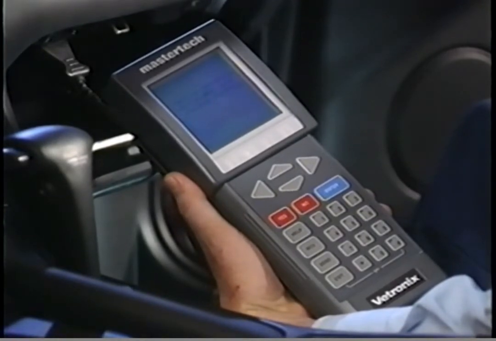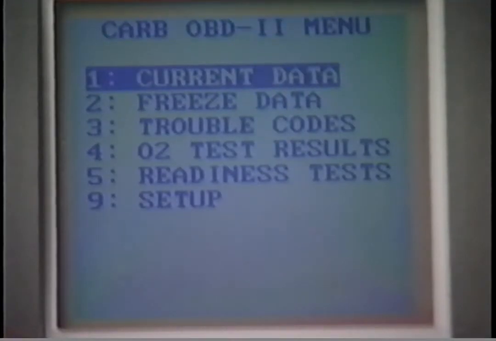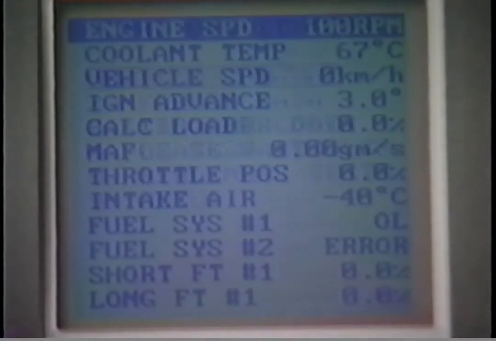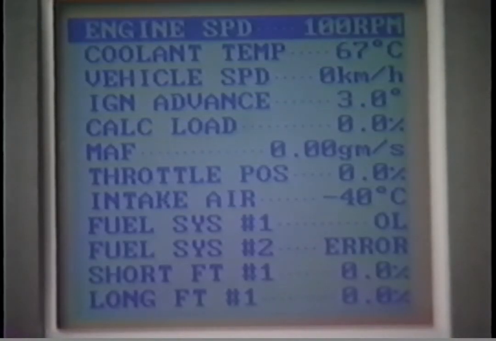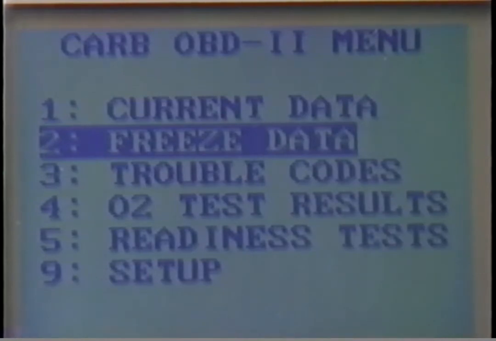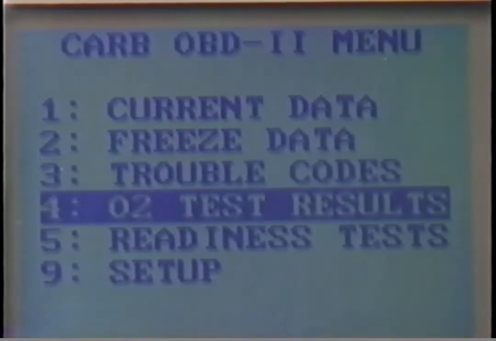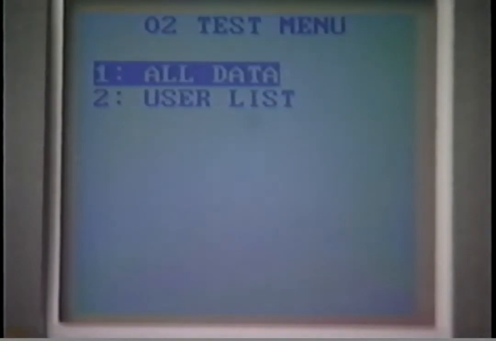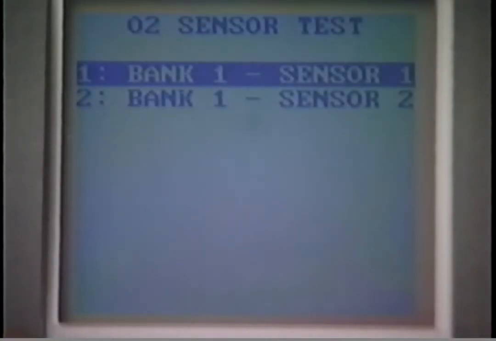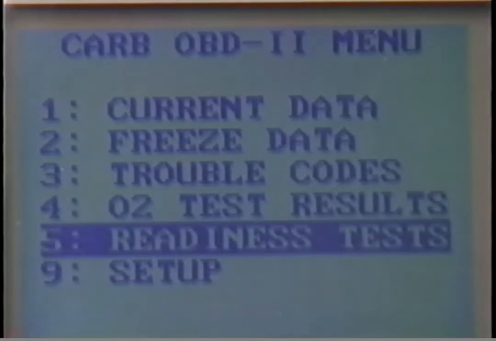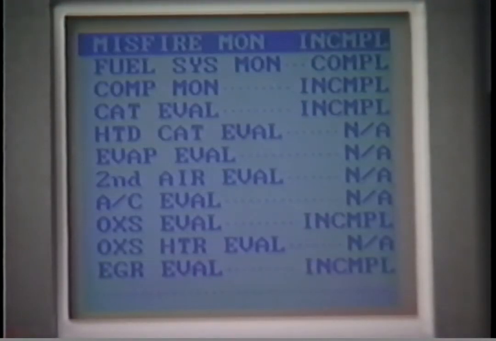There are 5 diagnostic test modes for the GST. Mode 1 gives current emissions-related data values, including analog and digital inputs and outputs, and system status information. Mode 2 is freeze frame. Mode 3 allows access to the DTCs, which are related to the emission system and powertrain. Mode 4 gives O2 sensor test results. And Mode 5 allows clearing all the emissions-related diagnostic information.